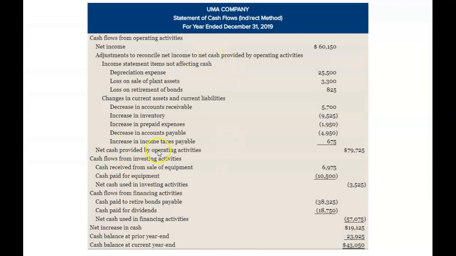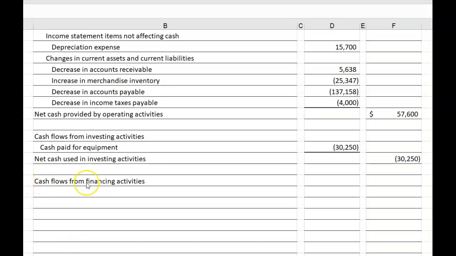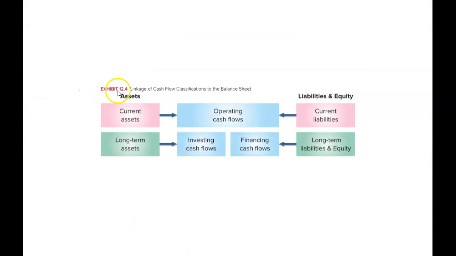Looking at our format again, what's next? Cash flows from financing activities. Let's type that in. Okay, we have the section header here, cash flows from financing activities. Now we need to know what to put in this section. And again, you can go back to Exhibit 12.4 when we're building the financing section of the cash flow statement. We want to take a look at changes in long-term liabilities and in equity and consider those changes that arose because of a payment of cash or receipt of cash.